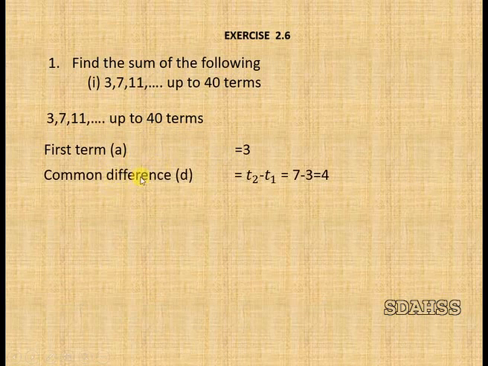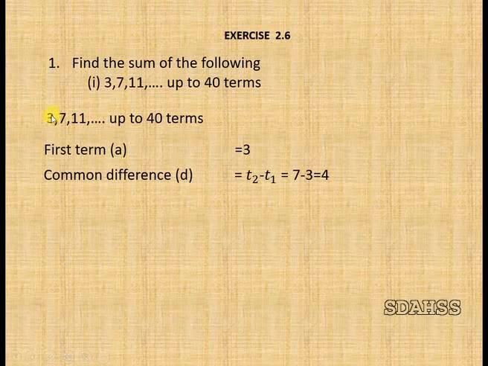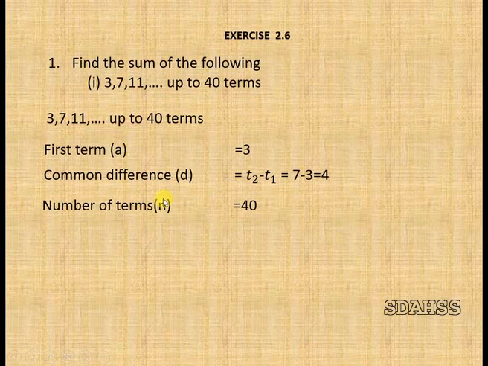And then we want to find the common difference. The formula to find the common difference is T2 minus T1, which means second term minus first term. That is equal to 7 minus 3, which is equal to 4. Then the number of terms n is equal to 40.